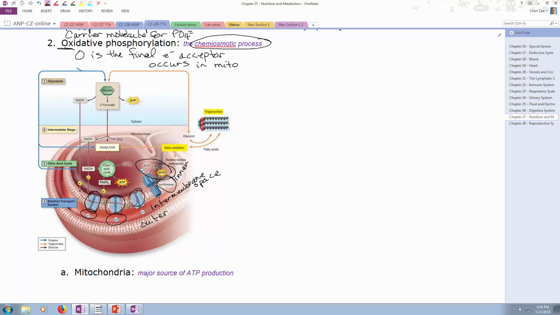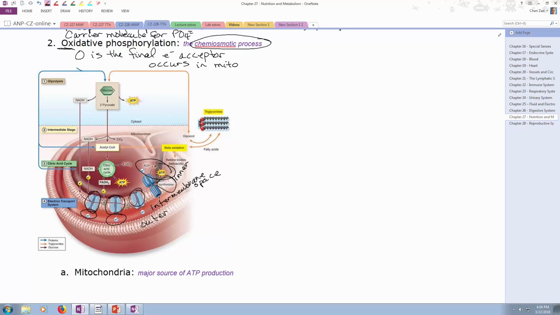Whenever we have a pump, what do we need in order for a pump to actually work? We have always used the fuel ATP, correct? But that doesn't make sense if we're trying to make ATP with this process. So these proton pumps don't use ATP for their fuel. They use the energy from electrons. And so that's what this is all about with oxidative phosphorylation.